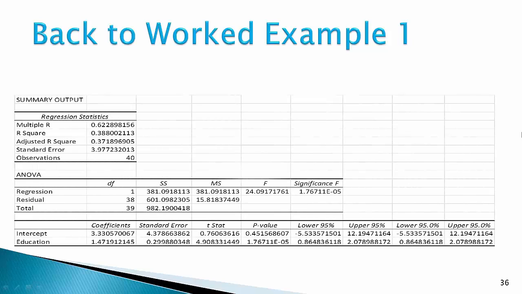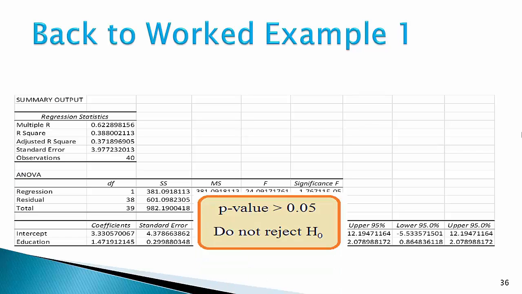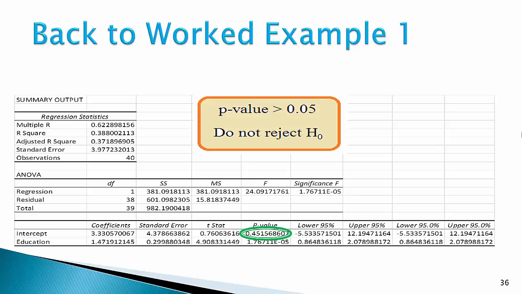Alright, so looking at the sample regression output, we simply have to look at the p-value, as Excel has already conducted the test for statistical significance. As you can see, it's larger than 5%. So we do not reject the null hypothesis, and we conclude that the intercept term is statistically insignificant. That is, the population regression is likely to have an intercept term equal to zero.